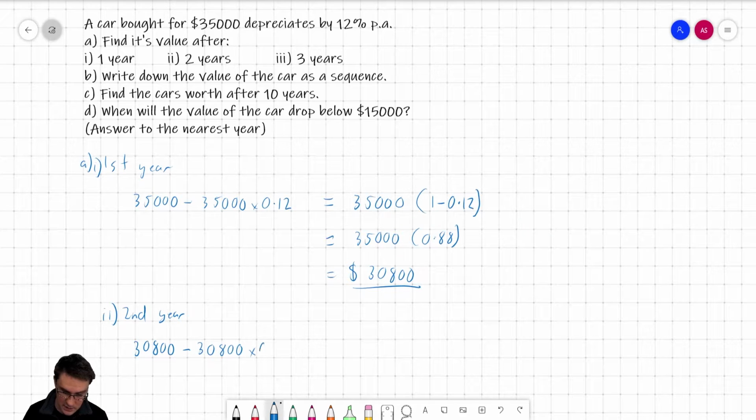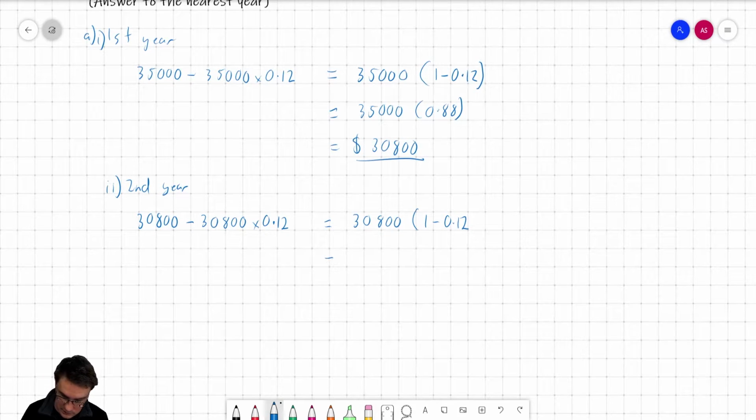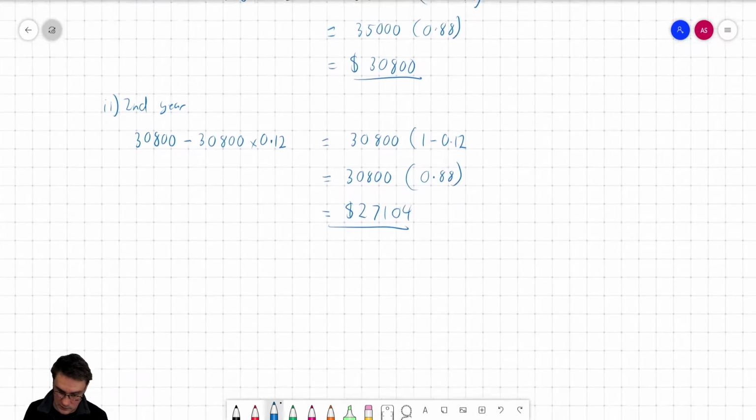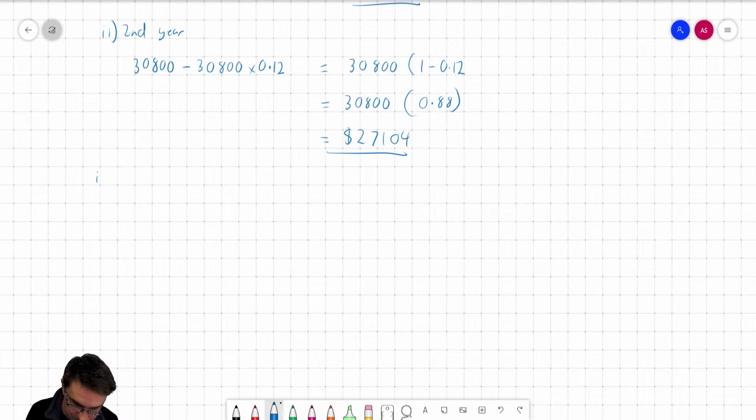30,800 times 0.12. Again, let's factorize this a little bit, just like we did in the step above. So in this case, we're going to have 1 minus 0.12. And as we work this out further, that's going to be 0.88. And when we work out this answer, we get 27,104 as our answer. So from here, let's move on to the third year now.